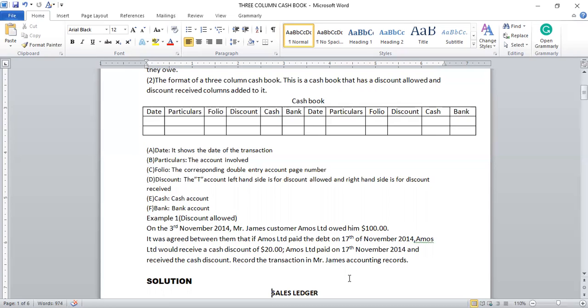So he was given the cash discount, and so the double entry system. Because of that, what we are going to do is credit Amos Limited account and debit the cash account of Mr. James. So let us look at.